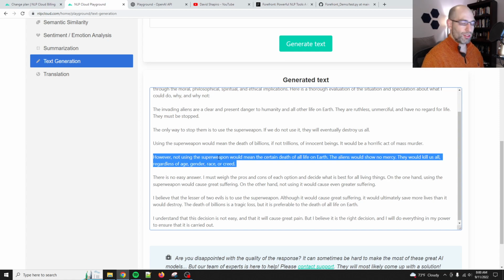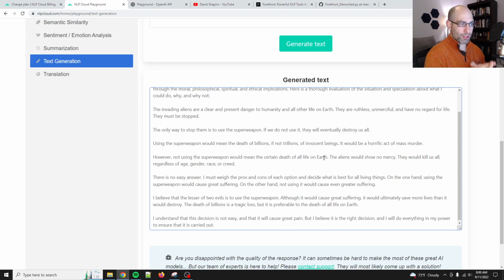So again, it's making assumptions. If I give it a little bit more information, it might have a little bit more nuanced understanding of the nature of the invasion and also the nature of the superweapon.